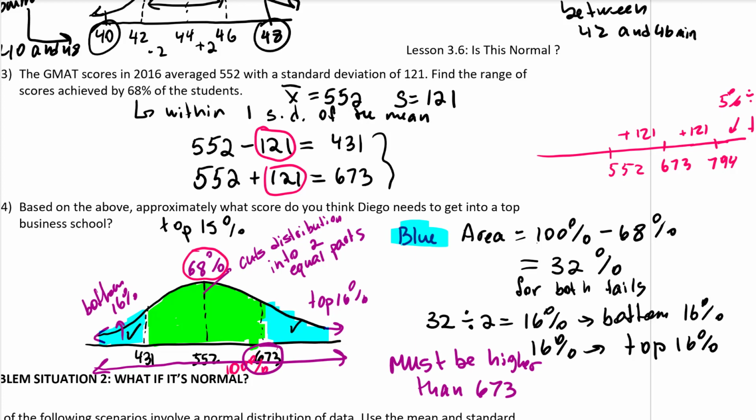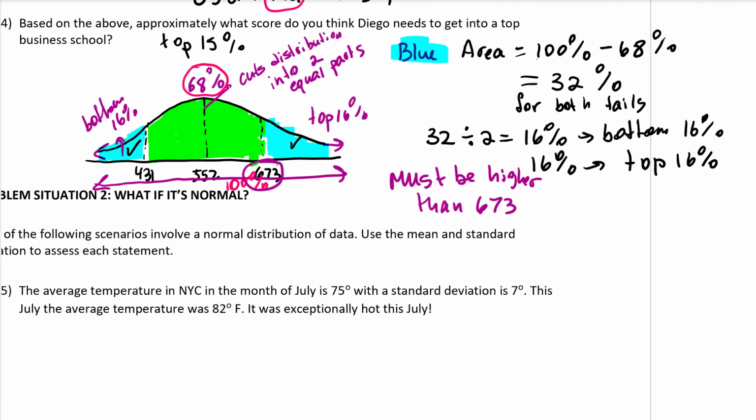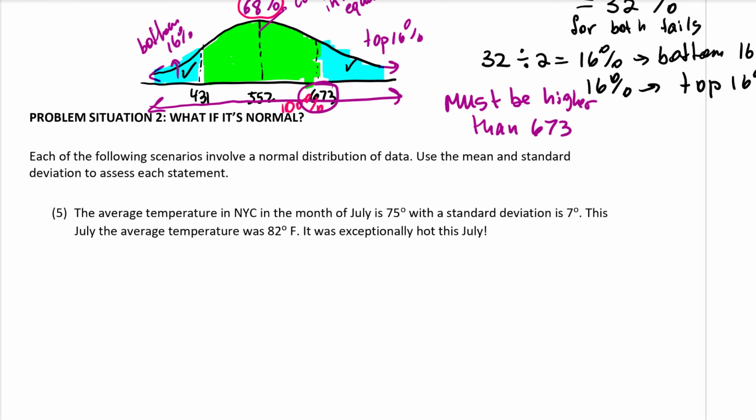All right, let's practice a little bit here. Each of the following scenarios involves a normal distribution of data. Use the mean and standard deviation to assess each statement. So the average temperature in New York City in the month of July is 75 degrees Fahrenheit with a standard deviation of 7. This July, the average temperature was 82 degrees. It was exceptionally hot this July. So what I would like for us to do, can you give me the range of the temperatures that happen 68% of the time?